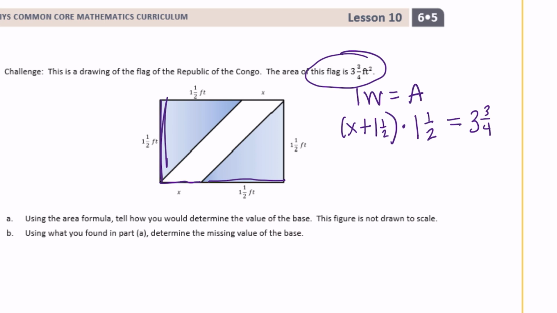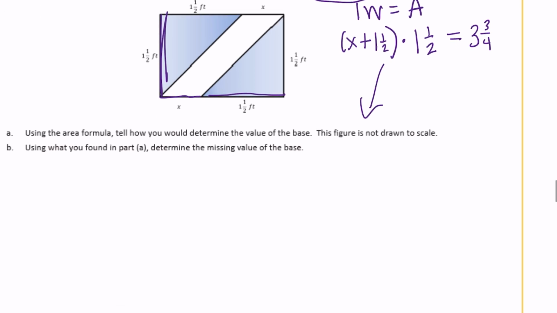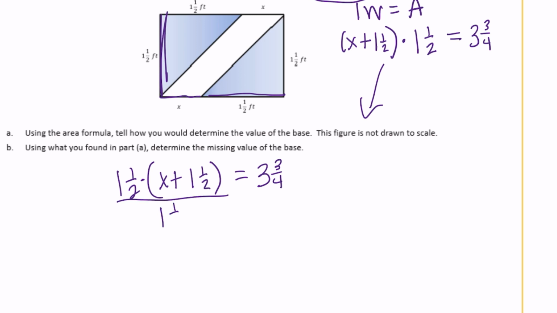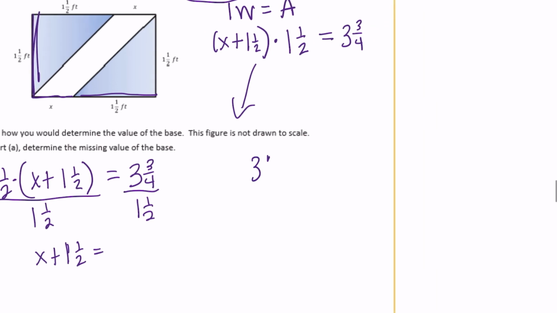So B, using what you found in part A, determine the missing value of the base. So now we just need to solve this. So x plus 1.5 times 1.5, I'm going to rearrange it a little bit, is equal to 3 3/4. So I'm going to start by dividing by 1.5 so I can get rid of 1.5. So if I divide that by 1.5, I get x plus 1.5 is equal to 3 3/4 divided by 1.5.